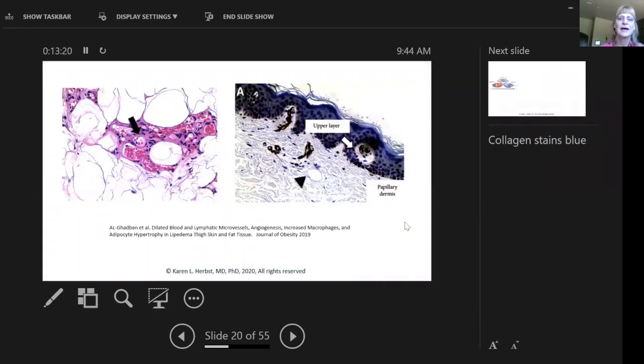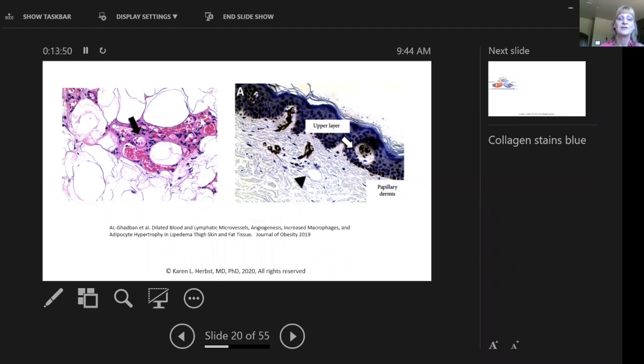So where is this fluid coming from? With my former postdoctoral fellow, Sarah Al-Ghadban, we found in the skin these unusual vessels. These vessels should be horizontal here in the tissue, but you can see they're upright in the dermis, approaching the epidermis of the skin. And these vessels are pathognomonic for an inflammatory condition. So we think there's inflammation involving these small vessels.